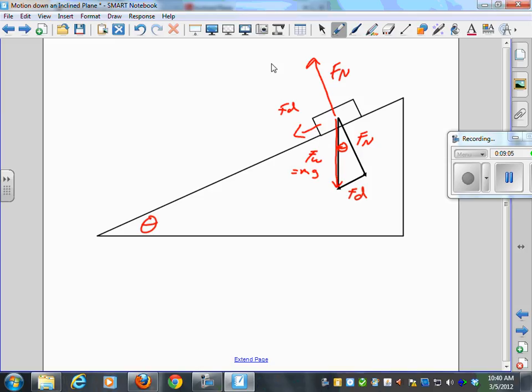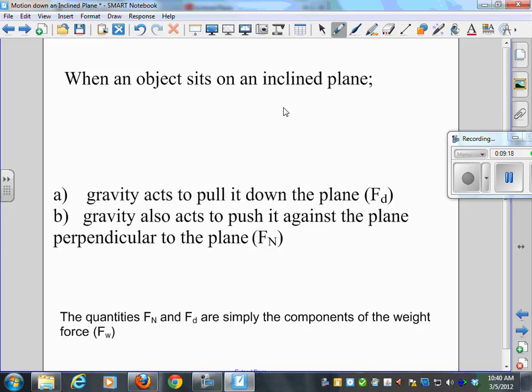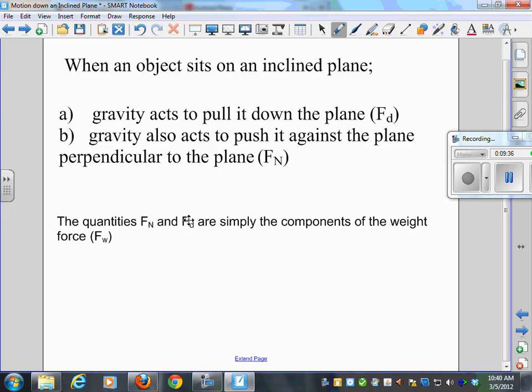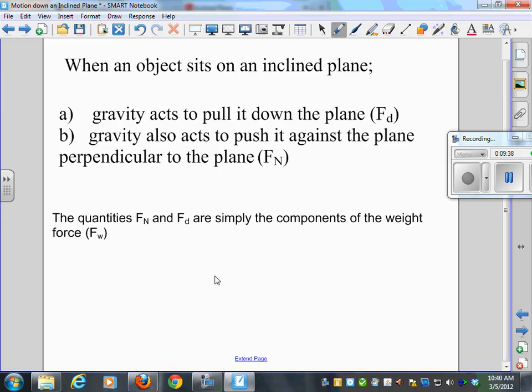Yes, Quinn? Can you just not draw the triangle at all? Just put the D up there and the F? Yeah, yeah. I'm just showing you sort of where that all comes from. Good point. Okay, so when an object sits on an inclined plane, gravity acts to pull it down the plane. We call that FD. And gravity also acts to push it against the plane, perpendicular, FN. And you could say the quantities Fn and Fd are simply the components of the weight force.